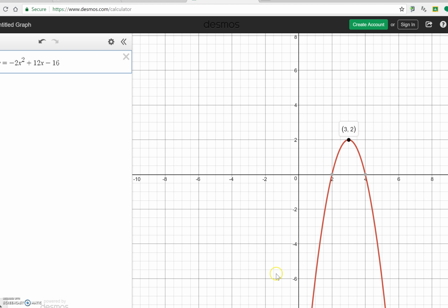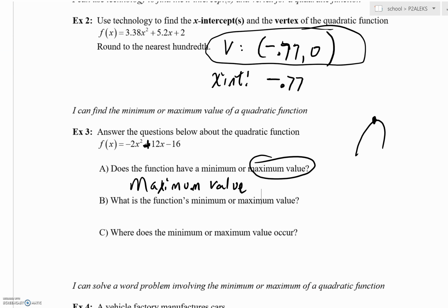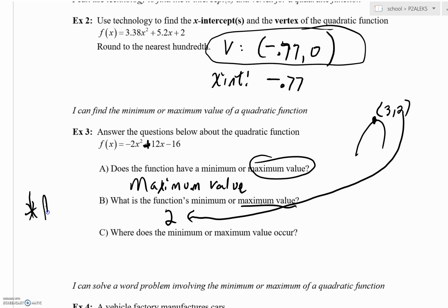You can see I'm clicking on that. And you can see where we're going. What is that maximum value? The maximum value is 2. I'm going to put a star over here. It's always the y value. The maximum value is right here.